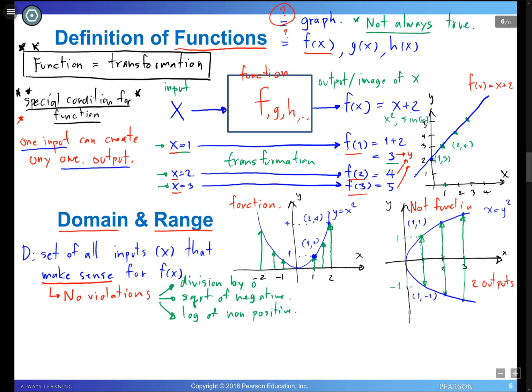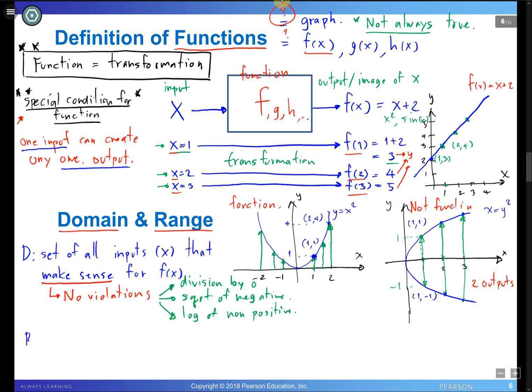So three things here to consider. As long as your x doesn't create this kind of violations, it's going to be in the domain set. So as long as your x doesn't create anything that is strange and undefined, you should count that x into your domain set. And now for the range, let's put the definition right here.